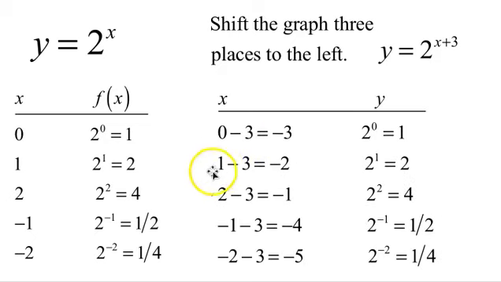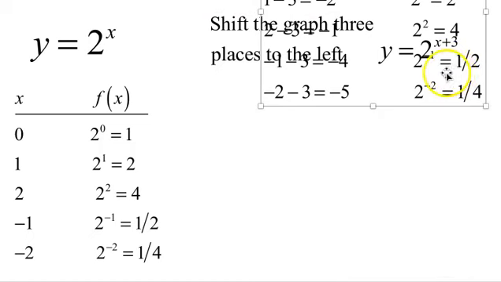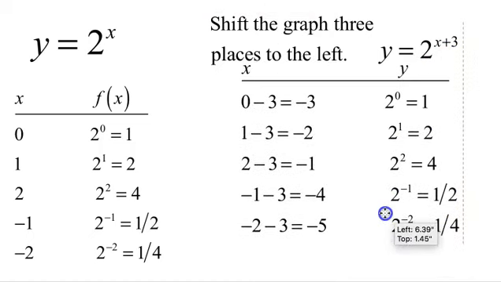0 minus 3 becomes negative 3. 1 minus 3 becomes negative 2. 2 minus 3 becomes negative 1. Negative 1 minus 3 becomes negative 4. Negative 2 minus 3 becomes negative 5. This table, negative 3, 1, negative 2, 2, negative 1, 4, negative 4, a half, negative 5, a quarter, is the table, excuse me, as that moved off.